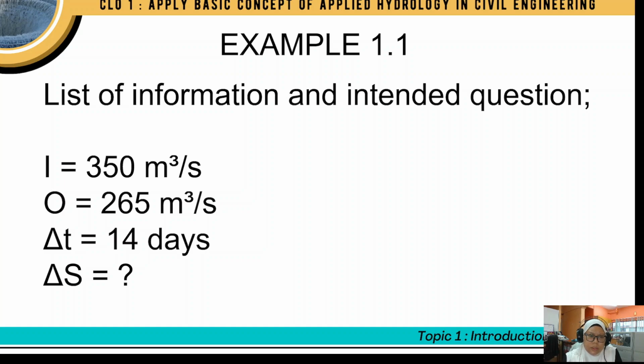Based on the question, we can list all the information as given in the question. The first one is inflow, which is 350 m3 per second. The second one is outflow, 265 m3 per second. And the given time or duration is 14 days. So the intended question is, what is the value of delta S or change in storage? So the symbol you should use is delta S.